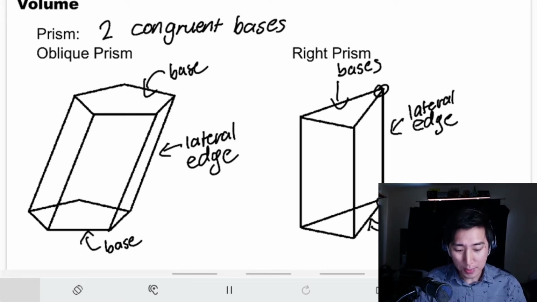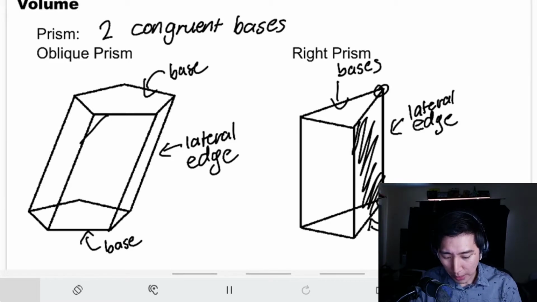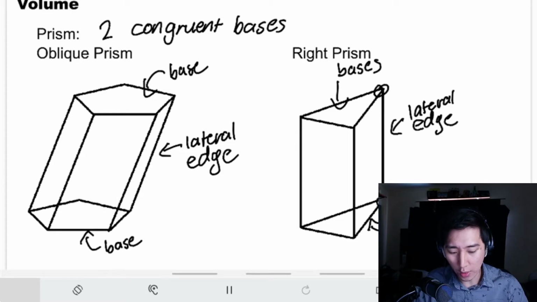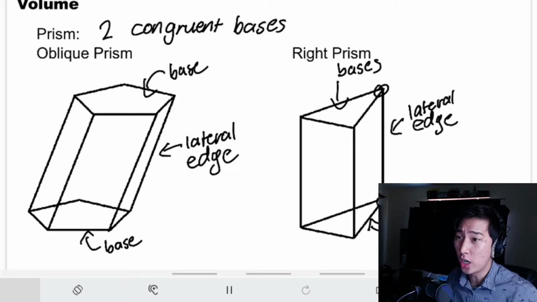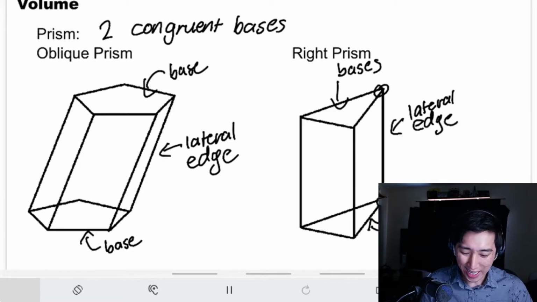My second major part is my lateral faces, and your lateral faces are these rectangle shapes that are made by connecting your lateral edges. So these two shaded regions that I just drew over here, those are your lateral faces. Now on your right prism on the right hand side, you are dealing with 3 lateral faces, and on your left side you're dealing with, excuse me, 5 lateral faces. It's just based on the number of sides your base has. But again, those are your lateral faces. So again, we have your lateral edge, your base, and your lateral face.